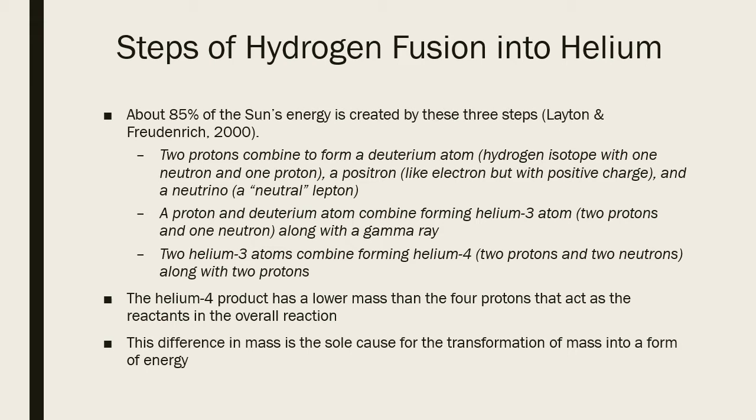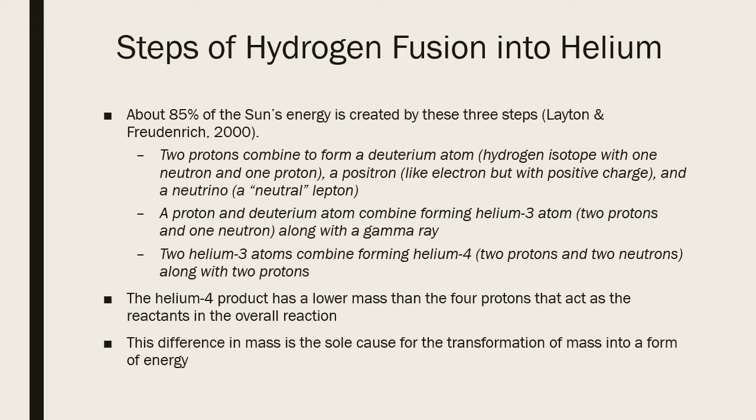Steps of hydrogen fusion into helium. About 85% of the sun's energy is created by these 3 steps alone. 2 protons combine to form a deuterium atom, which is a hydrogen isotope with 1 neutron and 1 proton. It also creates a positron, which is like an electron but has a positive charge rather than negative, and a neutrino, which is a neutral lepton. A lepton is a half-integer spin particle that does not undergo strong interactions.